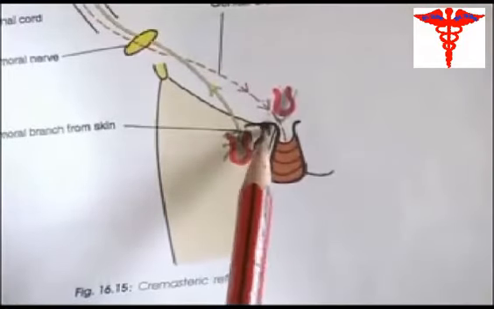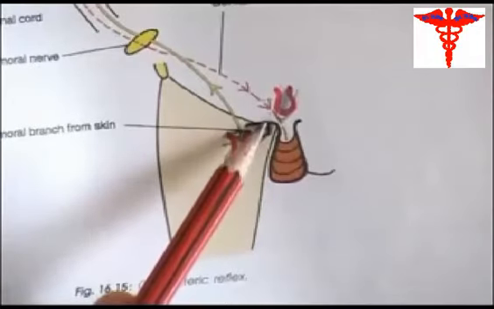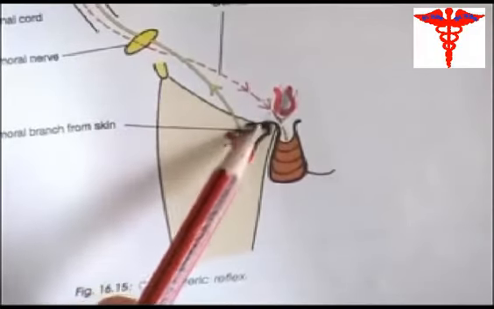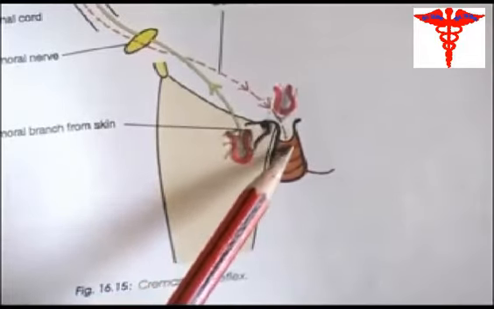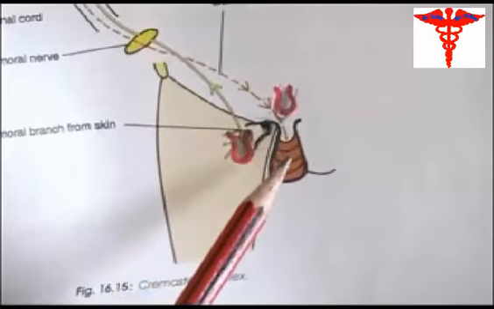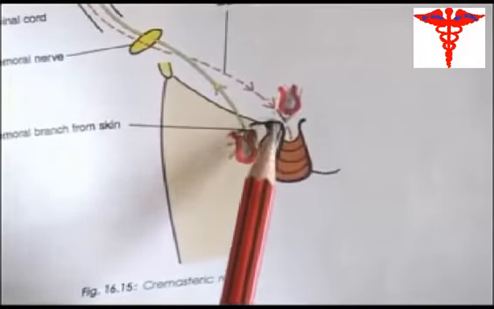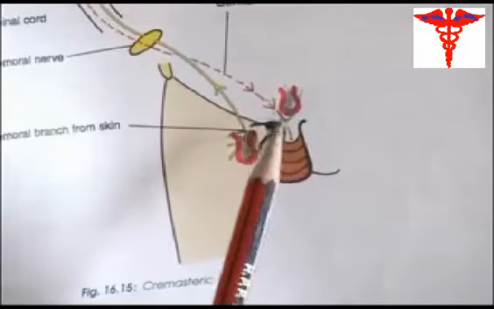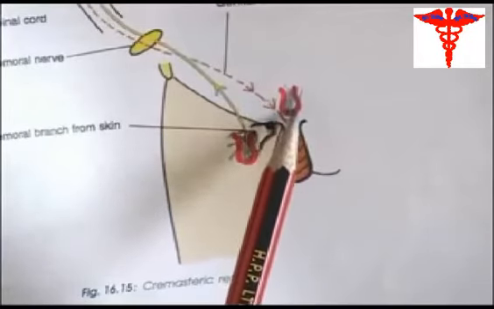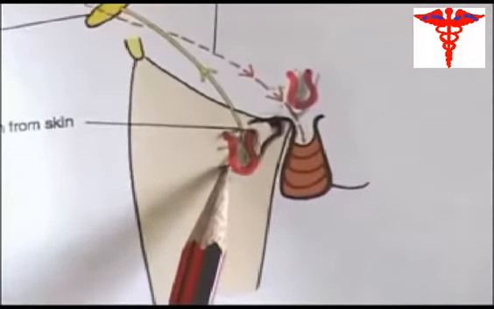Attachments on the pubis: the pubic tubercle. The medial end of the inguinal ligament is attached there. Then the ascending loops of the cremaster muscle are attached to the pubic tubercle. The pubic tubercle is an important landmark. Inguinal hernia is seen above and medial to the pubic tubercle, whereas the femoral hernia is seen below and lateral to the pubic tubercle.